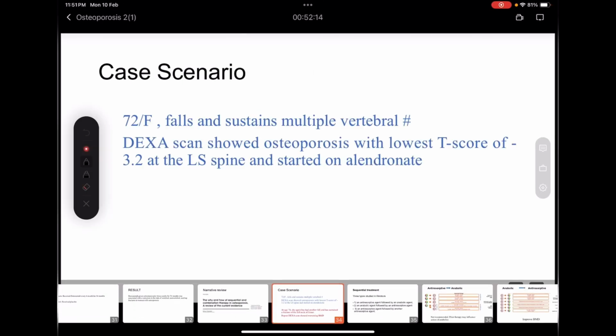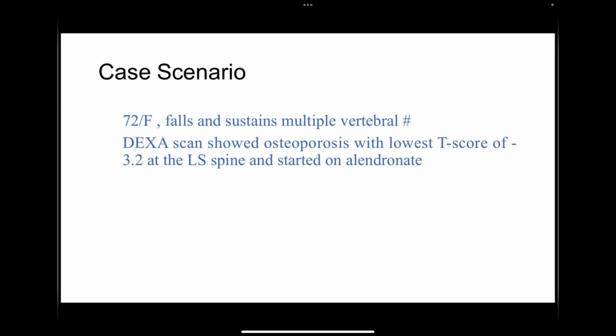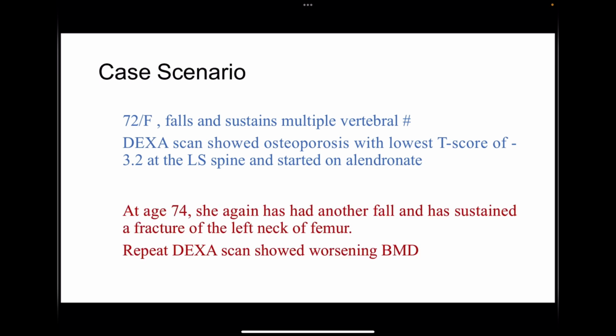So a 72-year-old lady who had a fall and multiple fractures. We have done DEXA for this patient and we came to the conclusion that this patient has a T-score of minus 3.2, definitely osteoporotic. So we started her on alendronate, that is an anti-resorptive agent. At the age of 74, after 2 years, she comes back to us and again she has sustained a fall, this time presenting with a left-sided neck of femur fracture. Definitely her BMD was not good. BMD was not increasing with alendronate. That is the reason this time after a simple fall, she has sustained this fractured neck of femur.